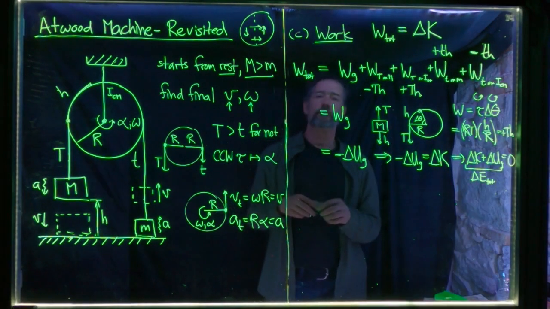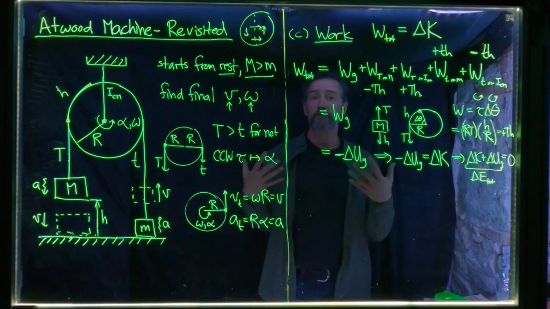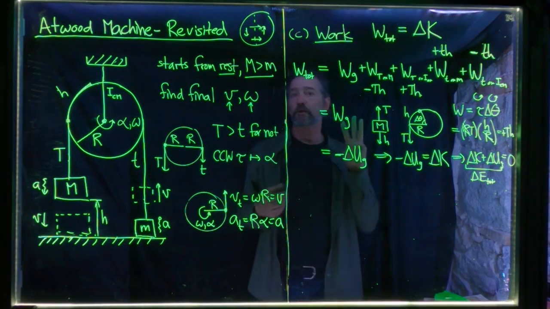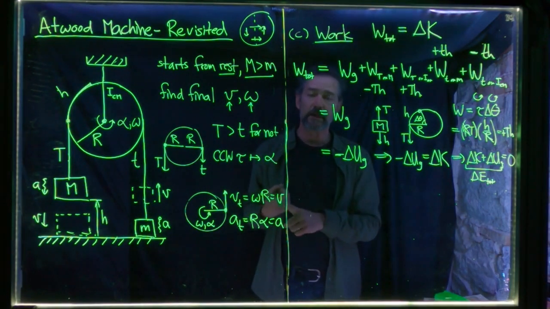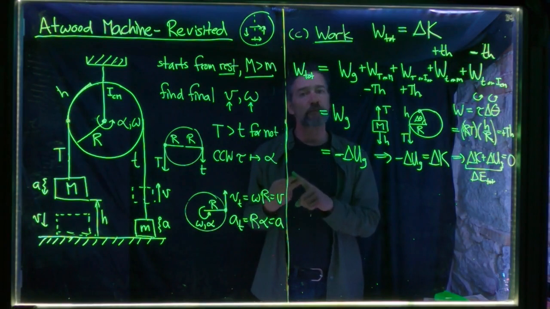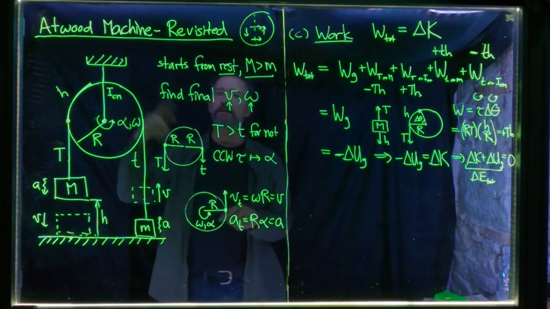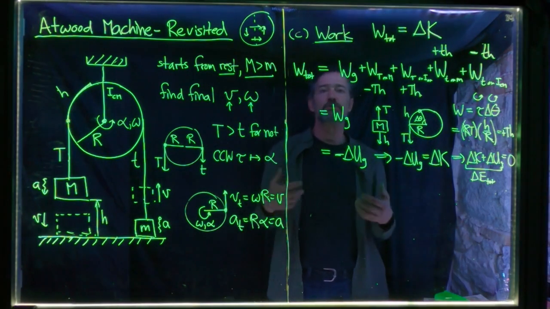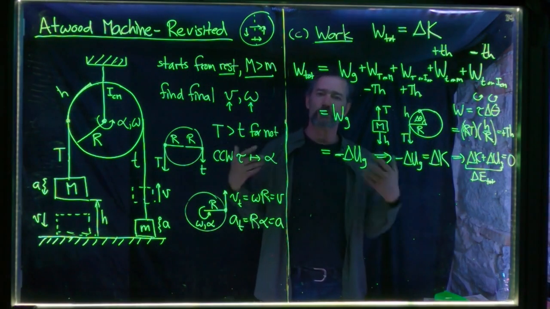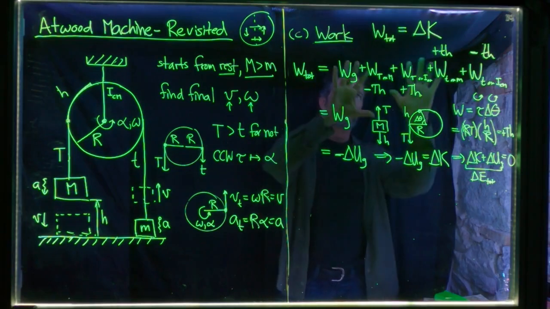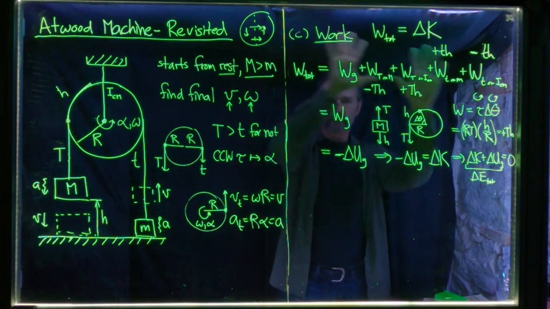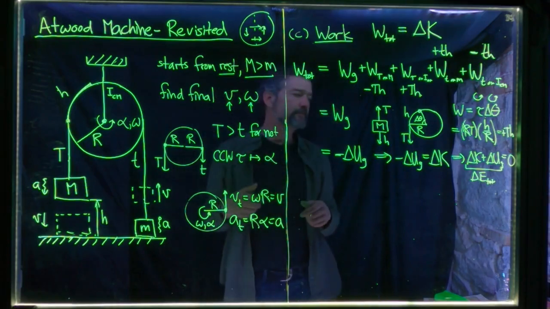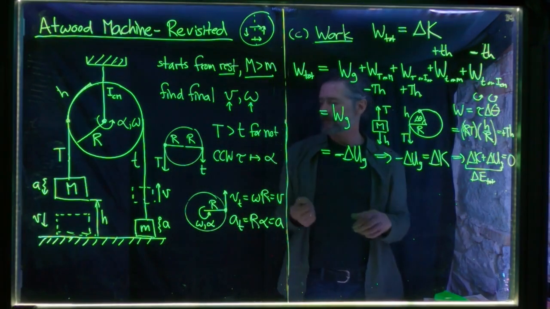So just a quick recap here. What we've done is we have solved the famous Atwood machine problem, and we solved that problem 3 different ways. We solved it using dynamics, and we solved it using conservation of energy in the form of the total energy in an isolated system can't change. And now we've just solved it in terms of energy transfer. Work is energy transfer, and we see that work as energy transfer says the same thing as the total energy of an isolated system remains constant. So that's great.